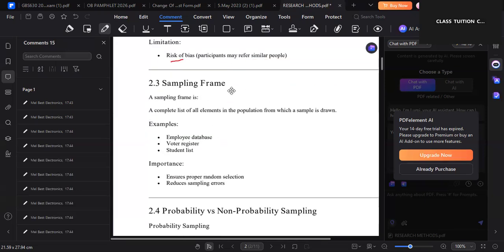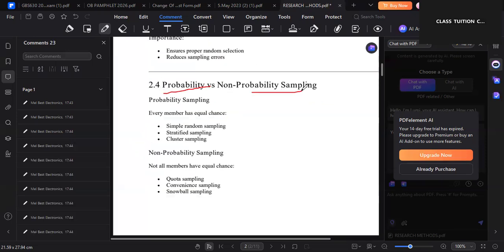Then we have what we call a sampling frame. What is a sampling frame? A sampling frame is a complete set of elements in a population from which a sample is drawn. Examples of a sampling frame include a database of employees, a voter register, a student list. It is important to have a sampling frame because it ensures proper random selection and reduces sampling errors.